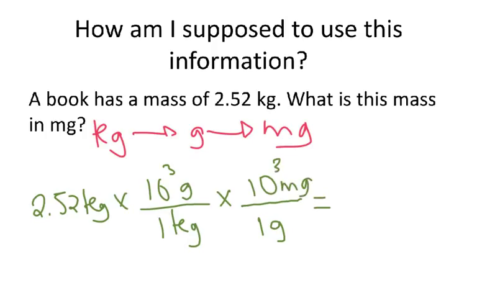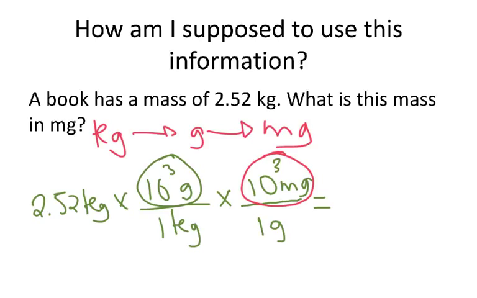So the way to remember this is just to think about whichever one is bigger or smaller. Kilograms are big, so a lot of grams are going to make up a kilogram. That's why I know that it's 10 to the 3 grams for every 1 kilogram. Similarly, there are a lot of milligrams that make up 1 gram. So a gram is bigger than a milligram. So I know that I have 10 to the 3 milligrams for every 1 gram.